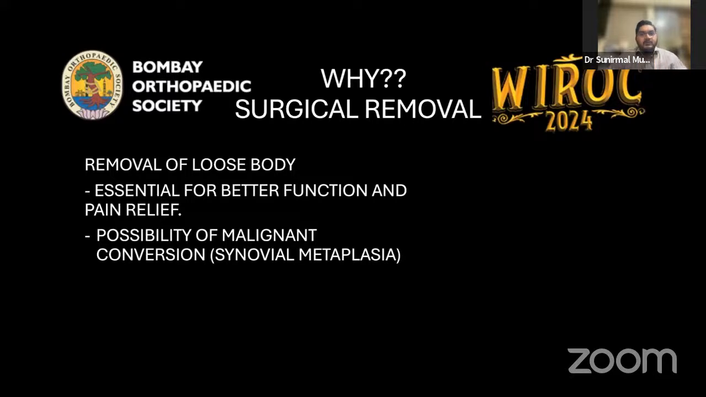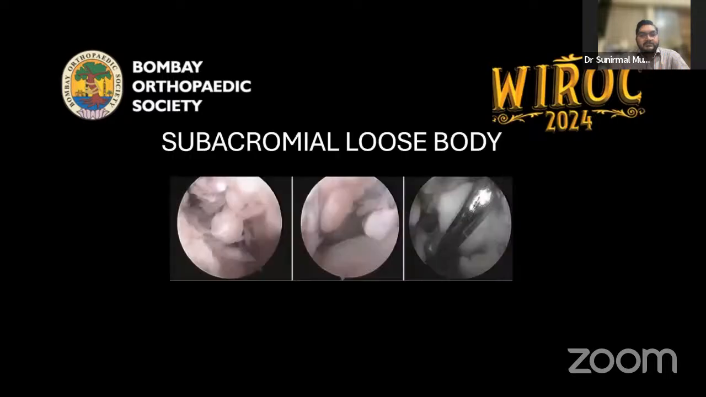So why do we need to remove the loose body? There have been many articles which suggested that after loose body removal and synovectomy, patients have better function and better pain relief. The second thing is that unless we do surgical removal of the loose body and send it for histopathologic examination, we don't know the exact diagnosis. There's a possibility of malignant conversion, especially in cases of synovial chondromatosis. That's why removal of loose bodies is important.